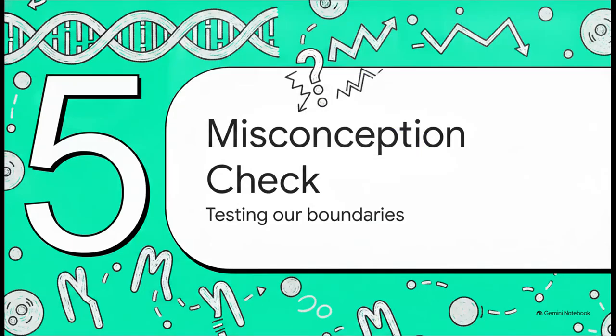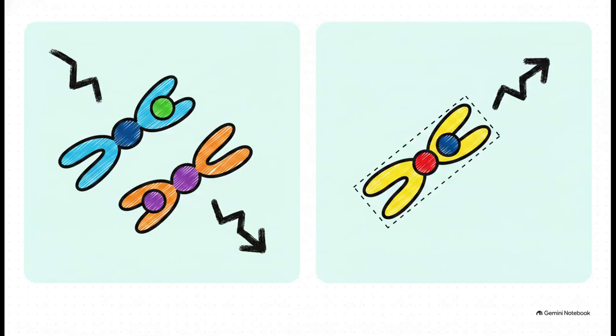Section 5. Misconception and formative check. Testing our boundaries. We've covered a lot of ground today, and there's one specific hurdle in this unit that almost always trips students up. Let's clear up something by contrasting independent assortment with genetic linkage directly side by side. You have got to remember that Mendel's independent assortment strictly applies when genes are on different chromosomes. That is why they sort randomly. Genetic linkage, on the other hand, is the exact opposite condition. The genes are on the same chromosome, physically close, and they travel together as a single inherited block.